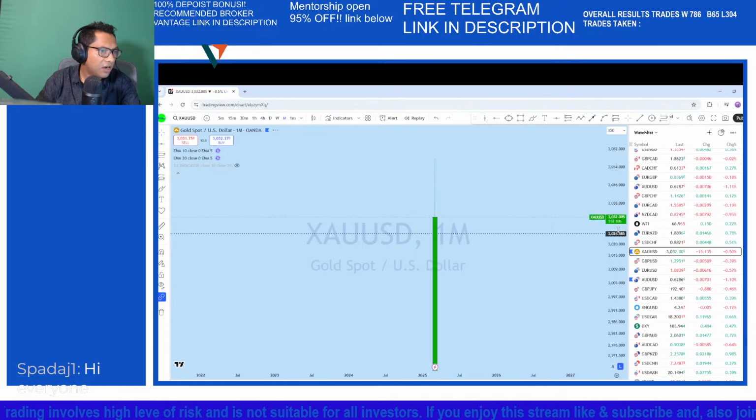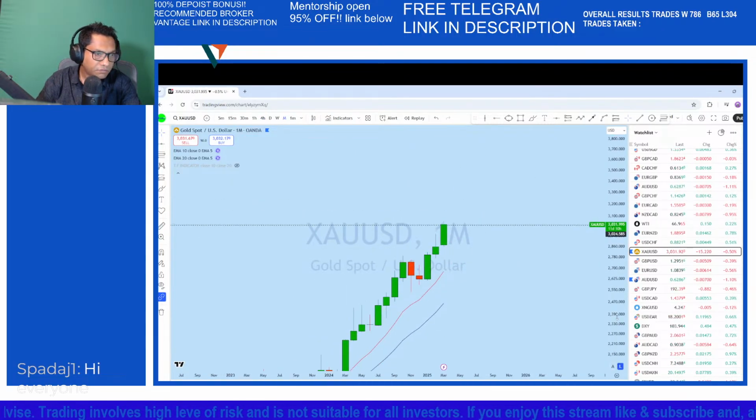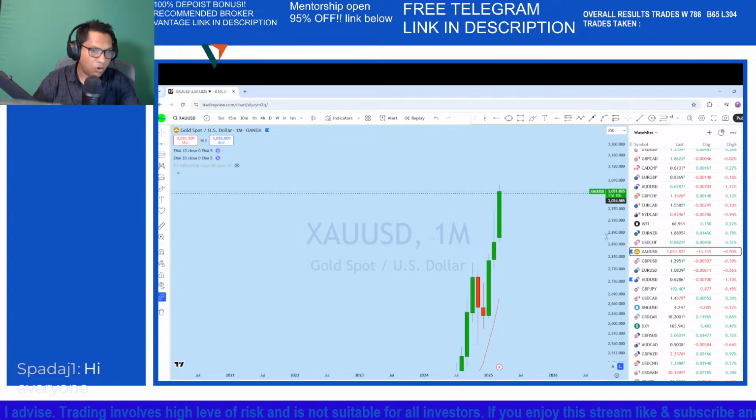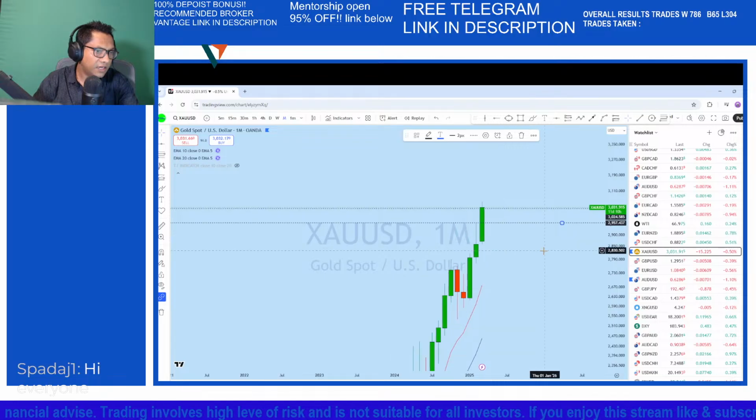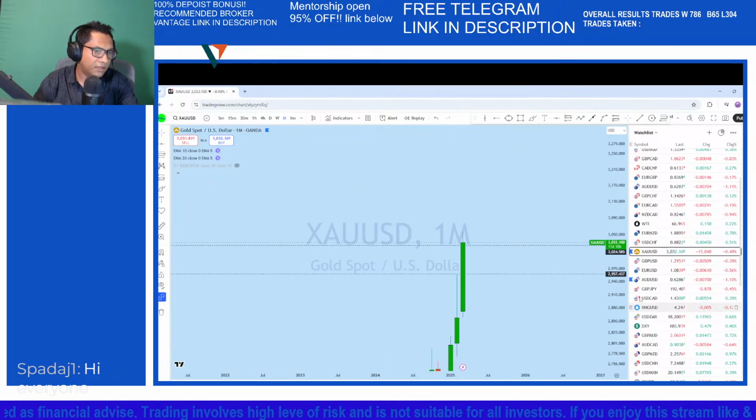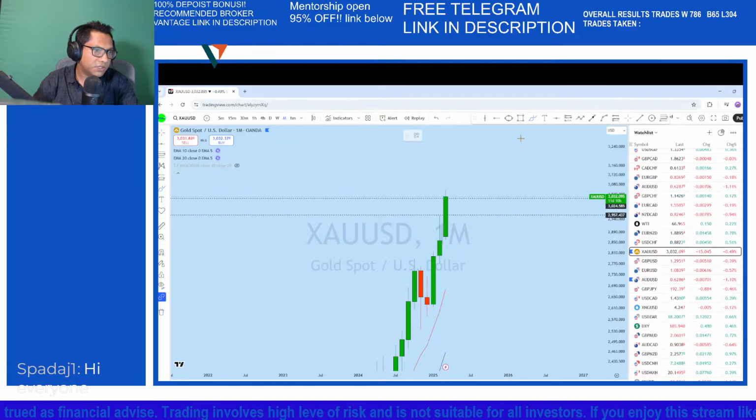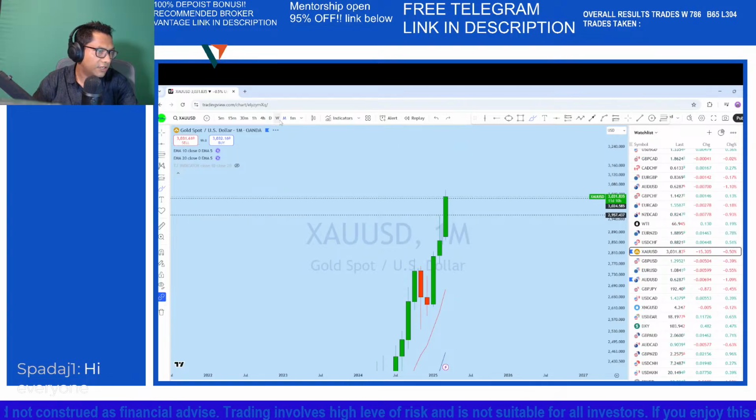Looking at the monthly chart on XAUSD, you can see that this is a long-term bull market here, and in this long-term bull market we can see that XAUSD from this resistance line has a strong bounce, and this is the monthly impulsive move here on XAUSD. With the impulsive move, we expect the market to pull back and then potentially trend again to create a new higher high.